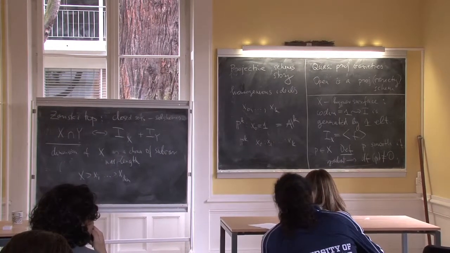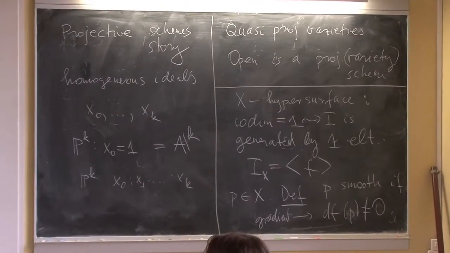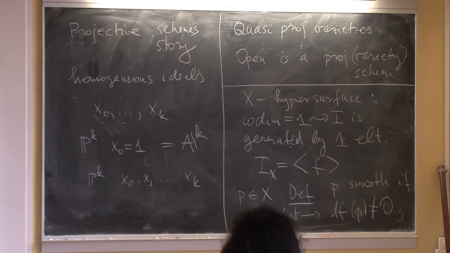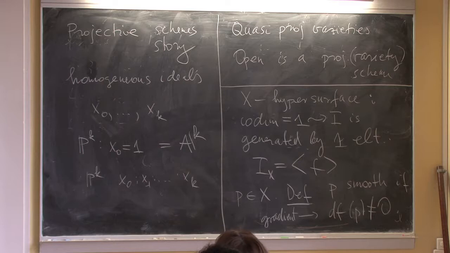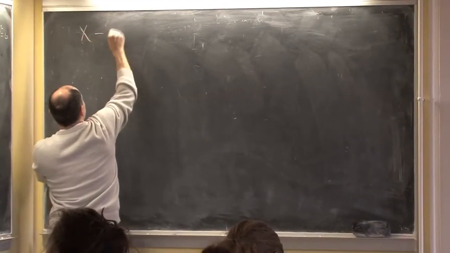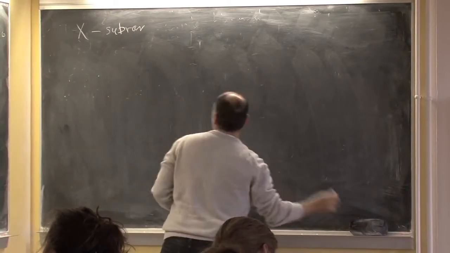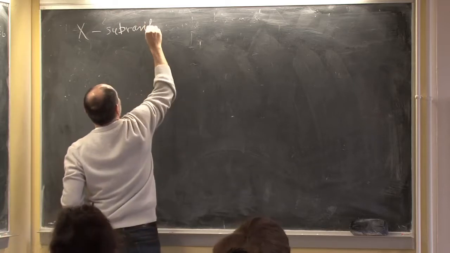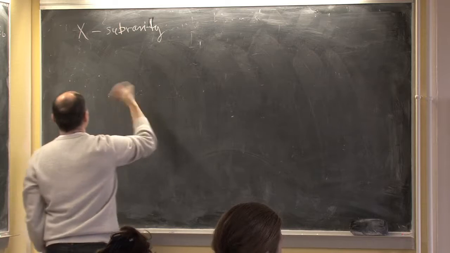Now, for a hypersurface, if you want something more general, it's basically the same thing. So as I said, there's a notion of codimension, and if X is just, say, a subvariety, or a variety, then you do the same thing.